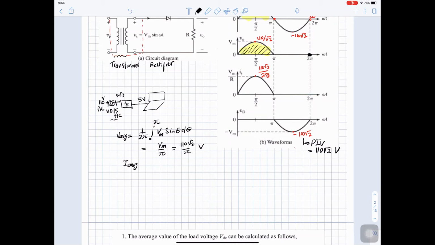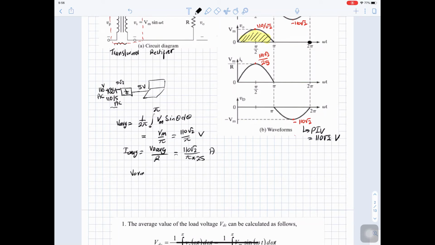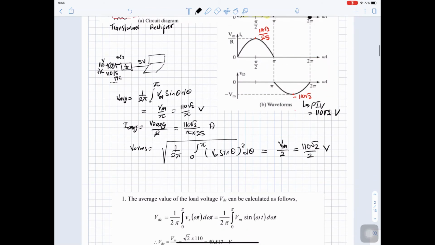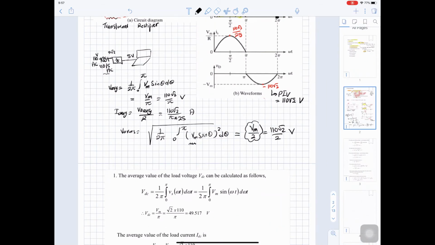I out average is V out average divided by R, equal to 110 root 2 divided by pi multiplied by 25 ampere. To find V out RMS, it is the square root of 1 over 2 pi times the integration from 0 to pi of V max sine theta squared d theta, which we did the proof to be V max over 2, or 110 root 2 over 2 volt. So in the exam you have to do the integration, okay? You cannot just write down the final answer.